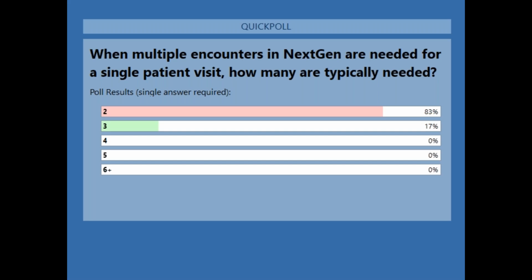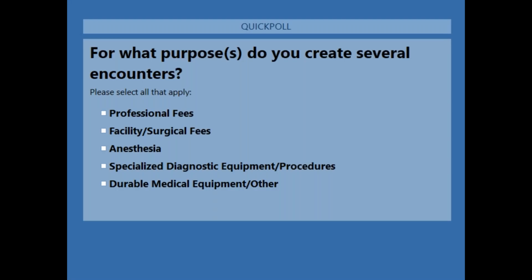And let me hide this one and share the second. Launch this one. Okay, again, real quick, this one is select all that apply. For what purposes do you create several encounters? Maybe professional fees, facility or surgical fees, anesthesia, specialized diagnostic equipment or procedures, or durable medical equipment / other.